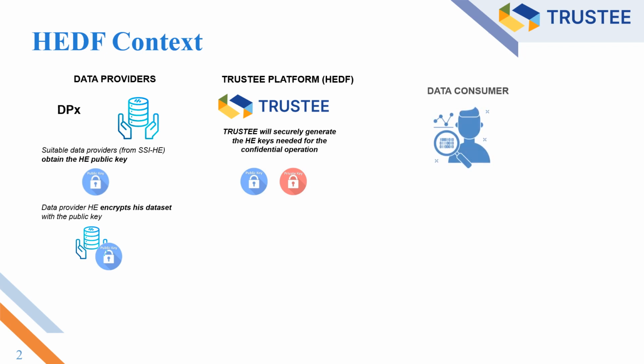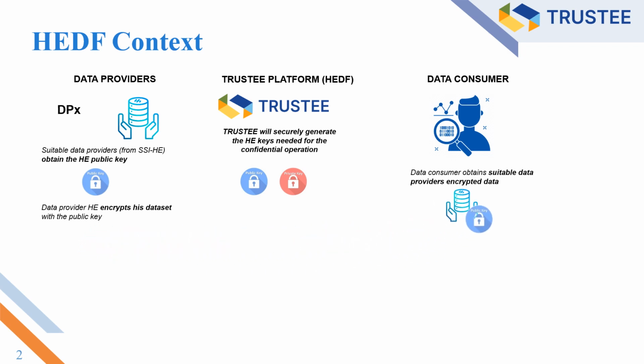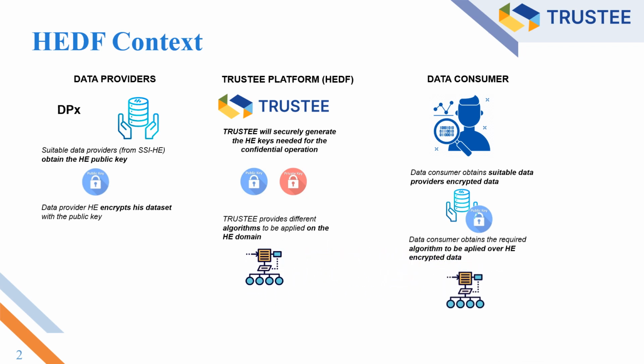The data consumer, which is the actor who wants to perform a specific computation over fused data from different data providers, obtains the encrypted datasets from the different data providers. Moreover, he also obtains the required algorithm implementation from Trustee, as algorithms need to be converted to the encrypted domain for correct execution. Once the data consumer has the encrypted datasets to be fused and the algorithm to be applied on the encrypted domain, the computation is executed and, after some time, a result is obtained.